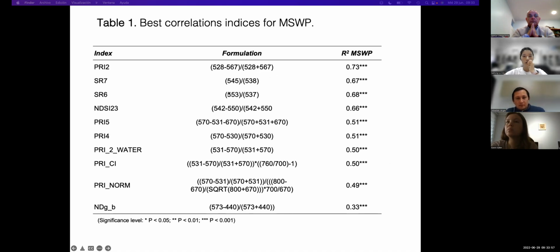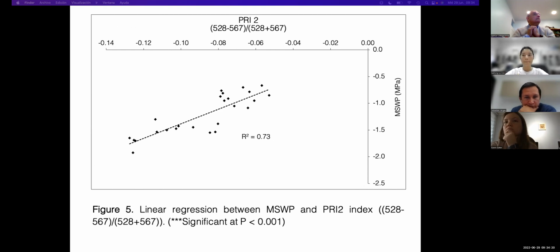These good results in the visible are probably due to the fact that these bands are associated with photosynthetic pigments, specifically photoprotective pigments of the xanthophyll cycle, which are one of the main adaptations of plant leaves to environmental adversities. In this image, we graphically see the best correlation found, which is the PRI index, which was used later for the creation of the model.